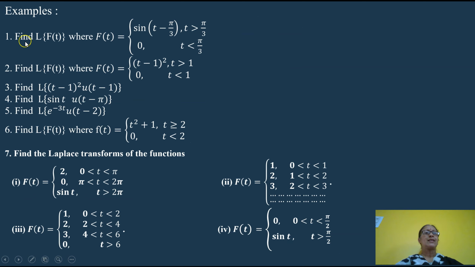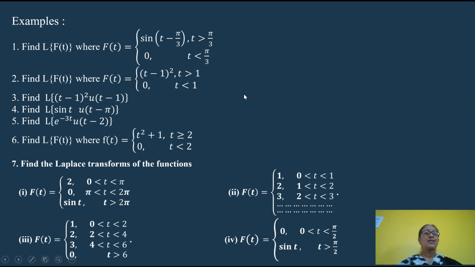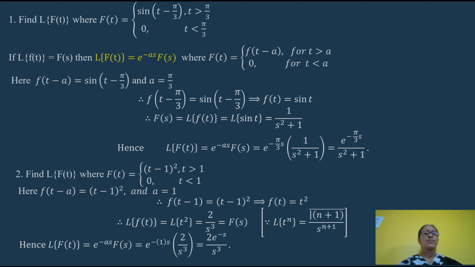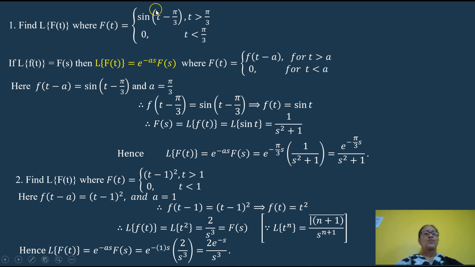First example is find L of f of t, where f of t equal to sin of t minus pi by 3 for t is greater than pi by 3, 0 for t is less than pi by 3. And here I have listed some 7 examples. Let us see one by one. Now here first example is this one, and let us write definition first.